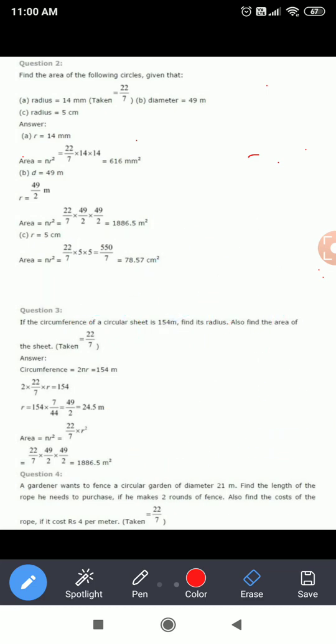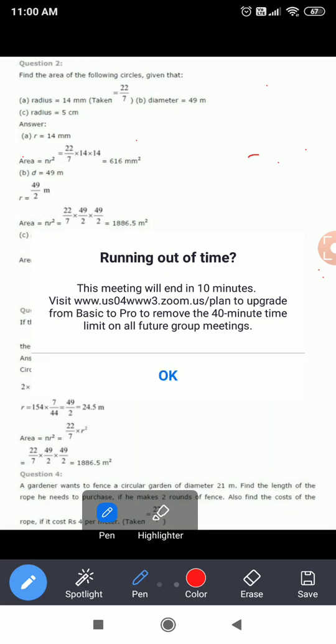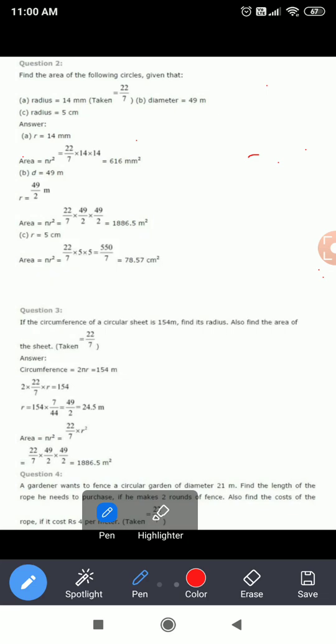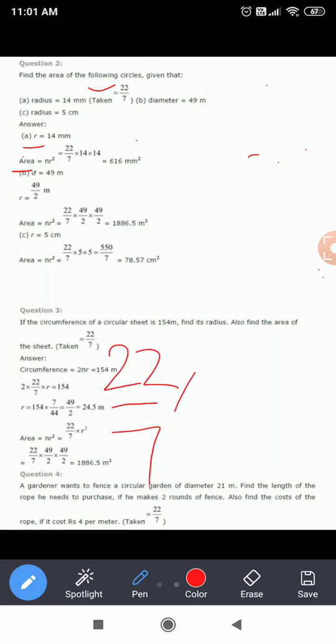So in the second question, let us proceed. Find the area of the following circle. Pi to be taken 22 by 7. Radius is given to us 14 millimeter. So r is 14 millimeter. We know area is pi r square. So we will put the value pi. Radius is 14. So 14 into 14.